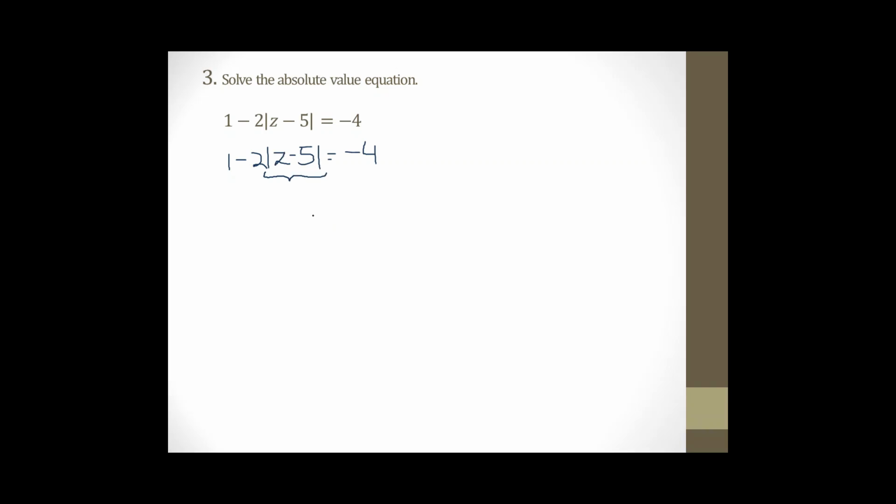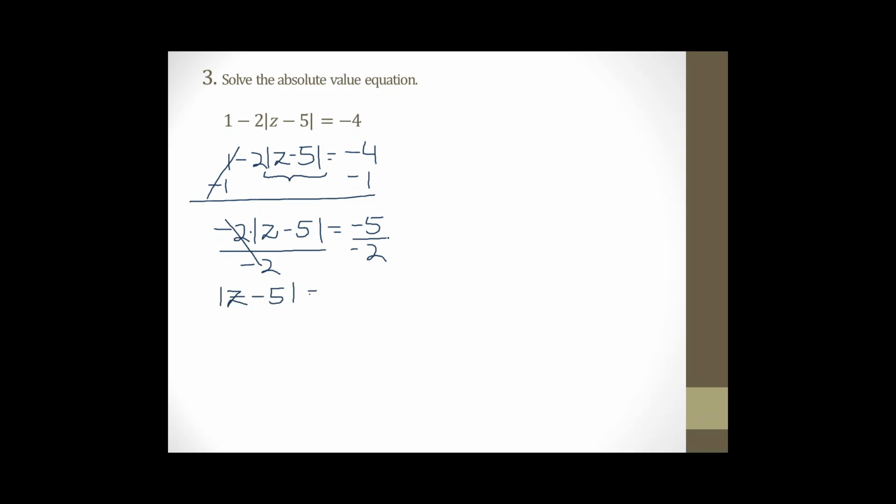To get the absolute value by itself, we first subtract 1 from both sides, and we are left with negative 2 times the absolute value of z minus 5, and that is equal to negative 5. And then we divide by negative 2 because this indicates multiplication, and the opposite would be division. So divide by negative 2 on both sides, and you are left with the absolute value of z minus 5. Negative 5 divided by negative 2, I'm going to leave it as a fraction, but I can simplify the sign. A negative over negative is a positive, so 5 over 2.